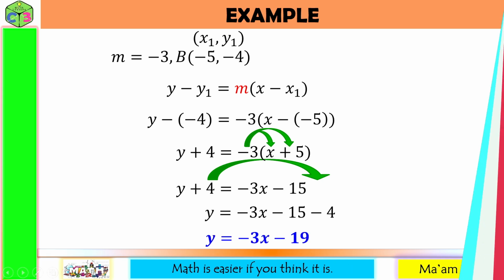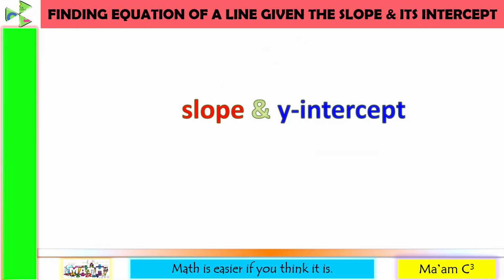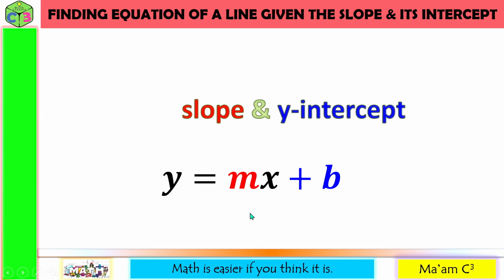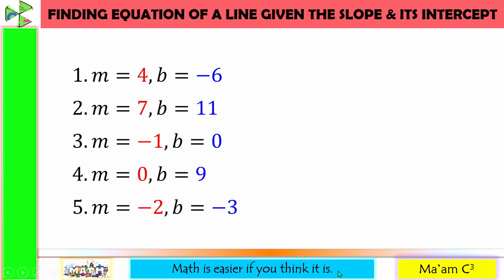Let's have the last one. Let us find the equation of a line when a slope and a y-intercept is given. The formula that we are going to use for this one is y equals mx plus b, the slope-intercept form. This is the slope and this is the y-intercept. Let us answer some examples, but first let us recall our formula. Y is equal to mx plus b.